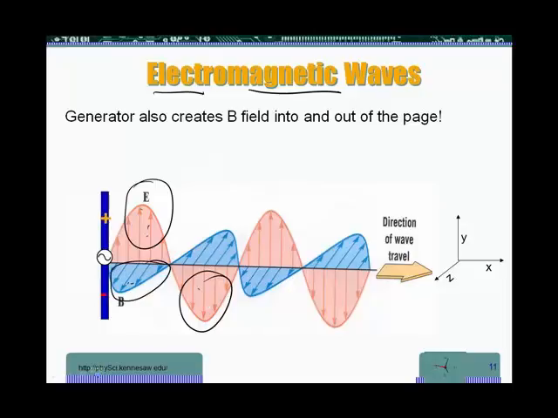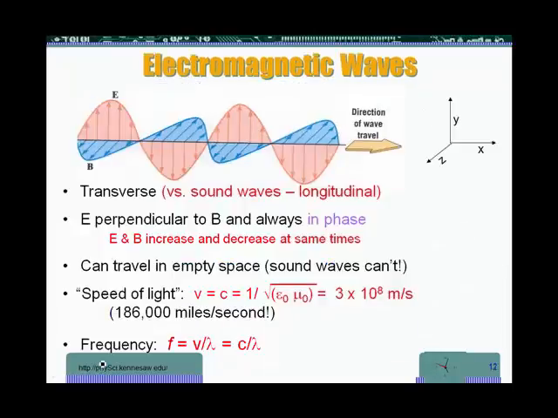Okay, so that's what makes it an electromagnetic wave. As I just mentioned, it is a transverse wave. The electrical field and magnetic field are in phase. They increase and decrease at the same time. A crest corresponds to a crest and a trough corresponds to a trough. Now, what's different from sound waves, what's special about all electromagnetic waves is they can travel in empty space.